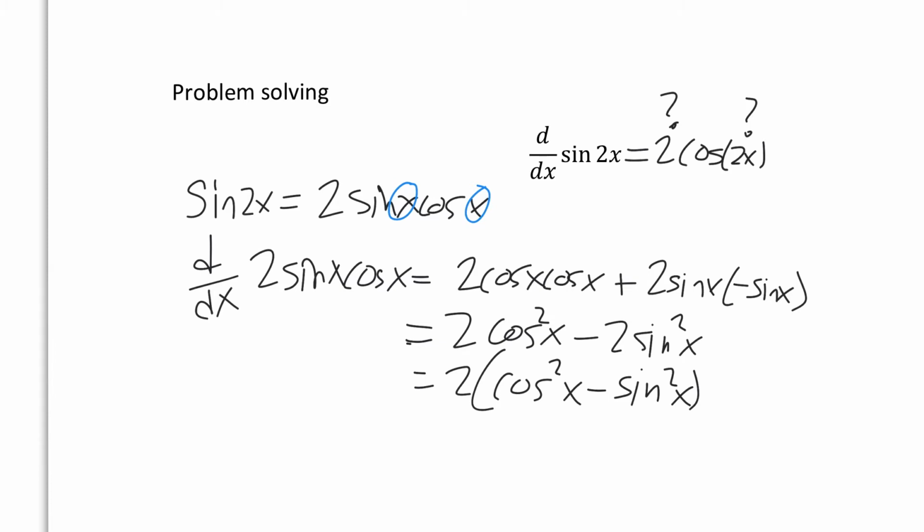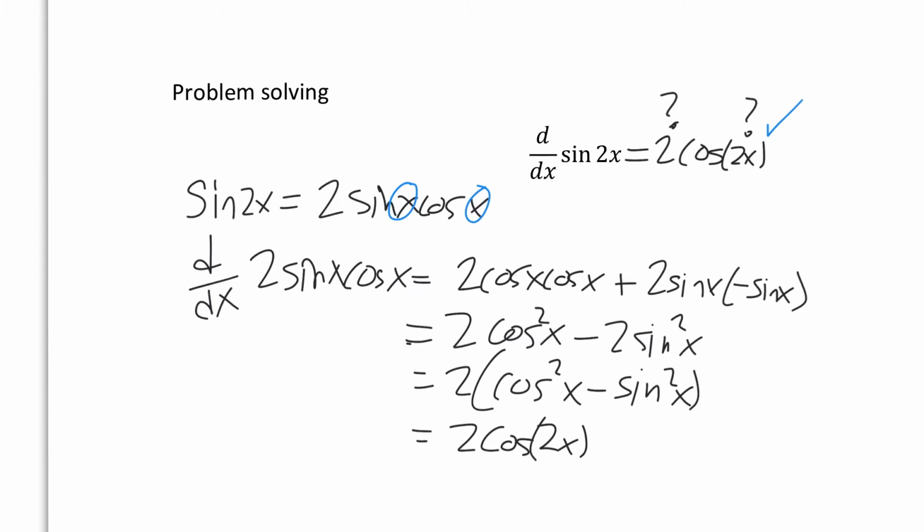And, well, we have an identity for this. If you look at your identity sheet, cos squared x minus sine squared x is actually equal to cos 2x. And so this up here is correct. This is the correct derivative. So what's going on here? What in the world is happening?